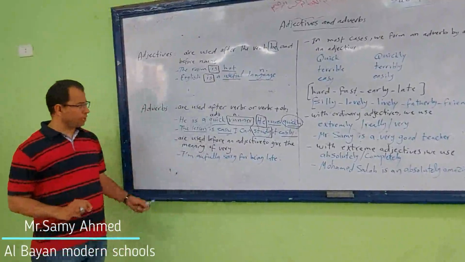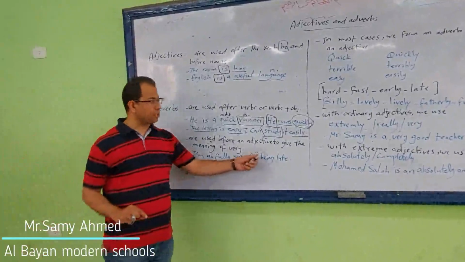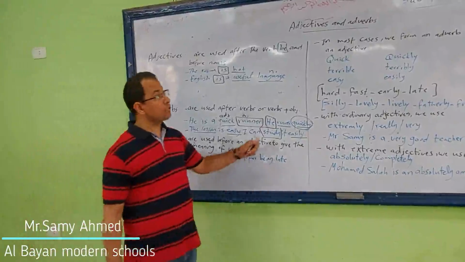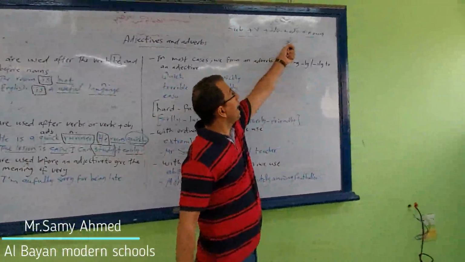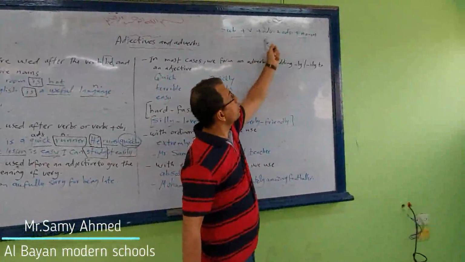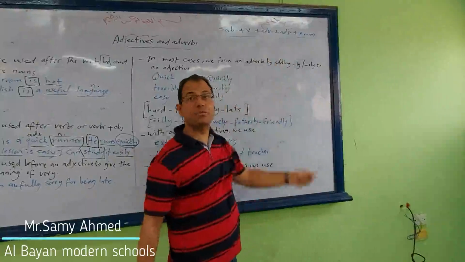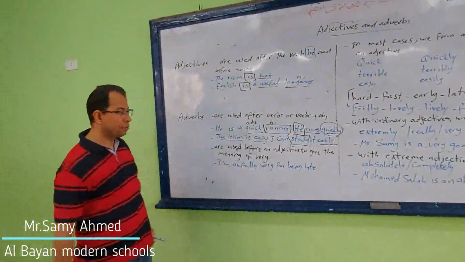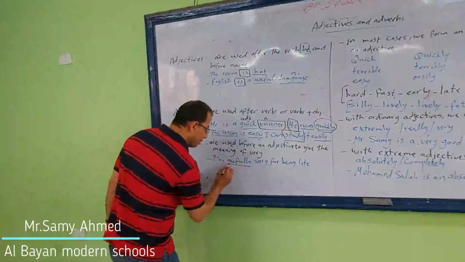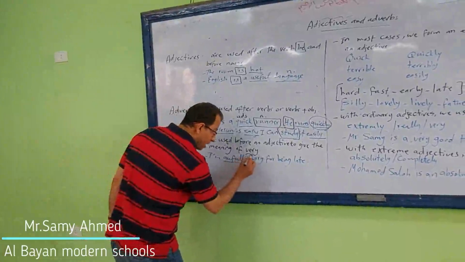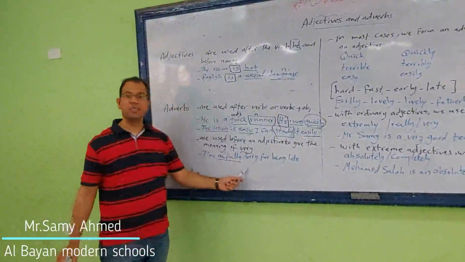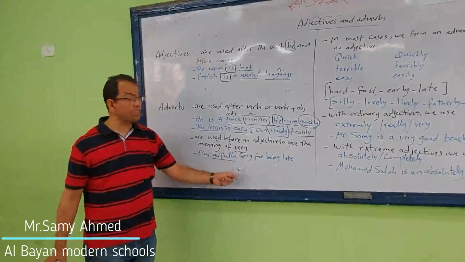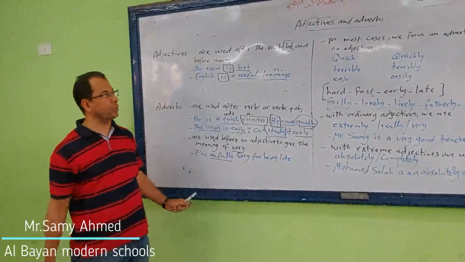We use also the adverbs before an adjective to give the meaning of the word. So in the structure, we put it before the adjective, so as to describe the amount of the adjective which I'm talking about. I am awfully sorry for being late. So the word awfully describes how much sorry you are for making that kind of mistake. I'm awfully sorry means I'm very sorry.